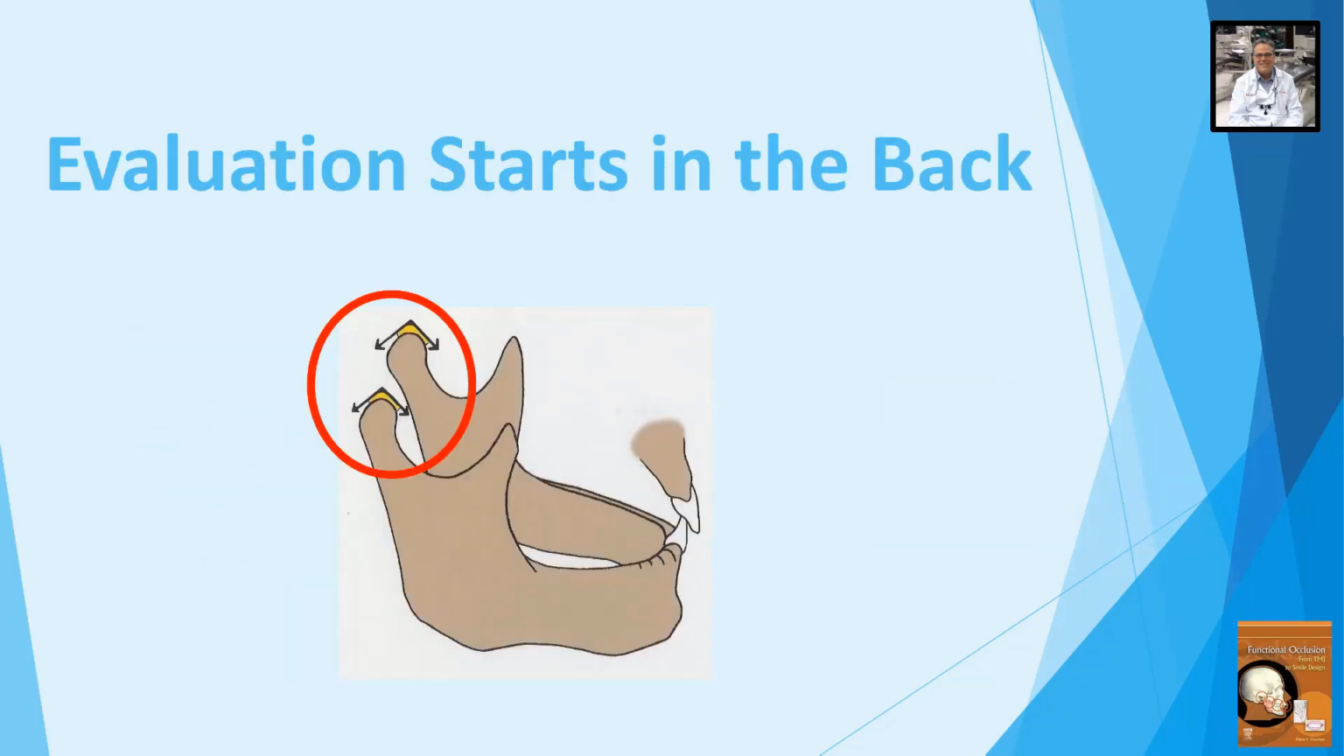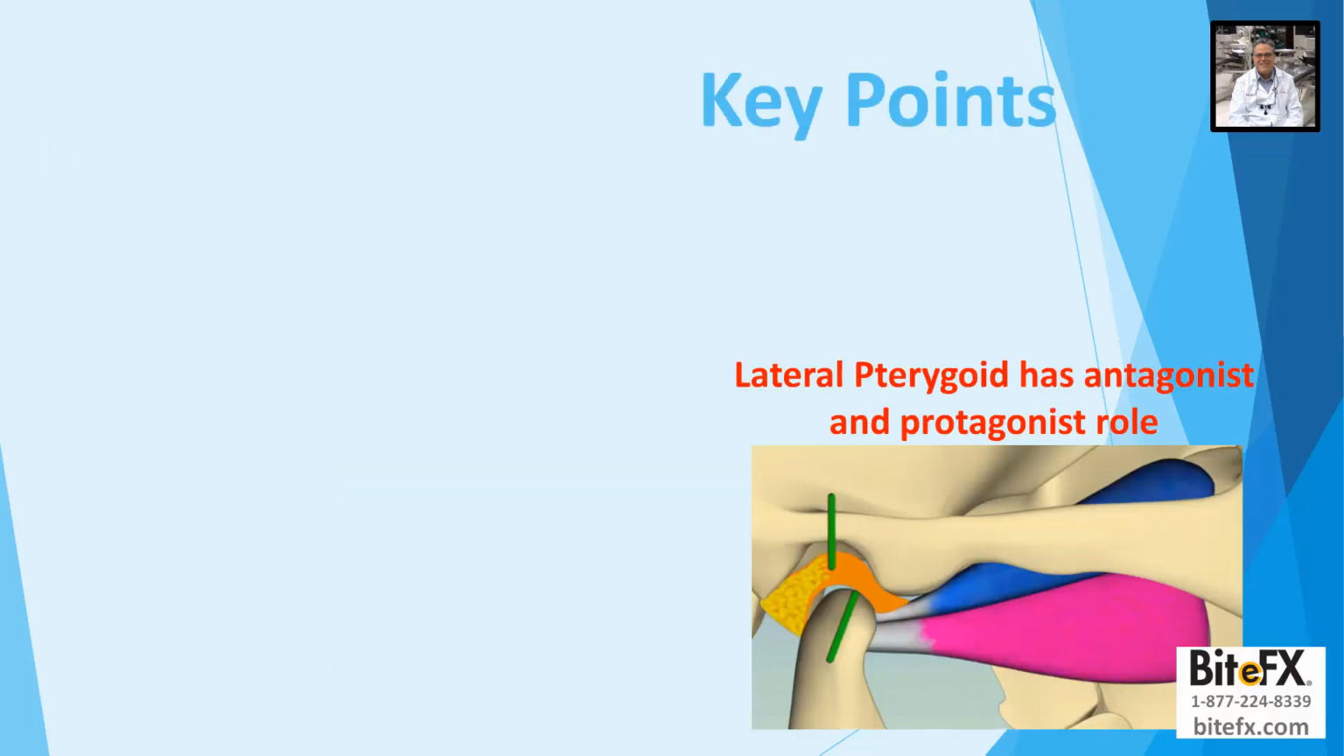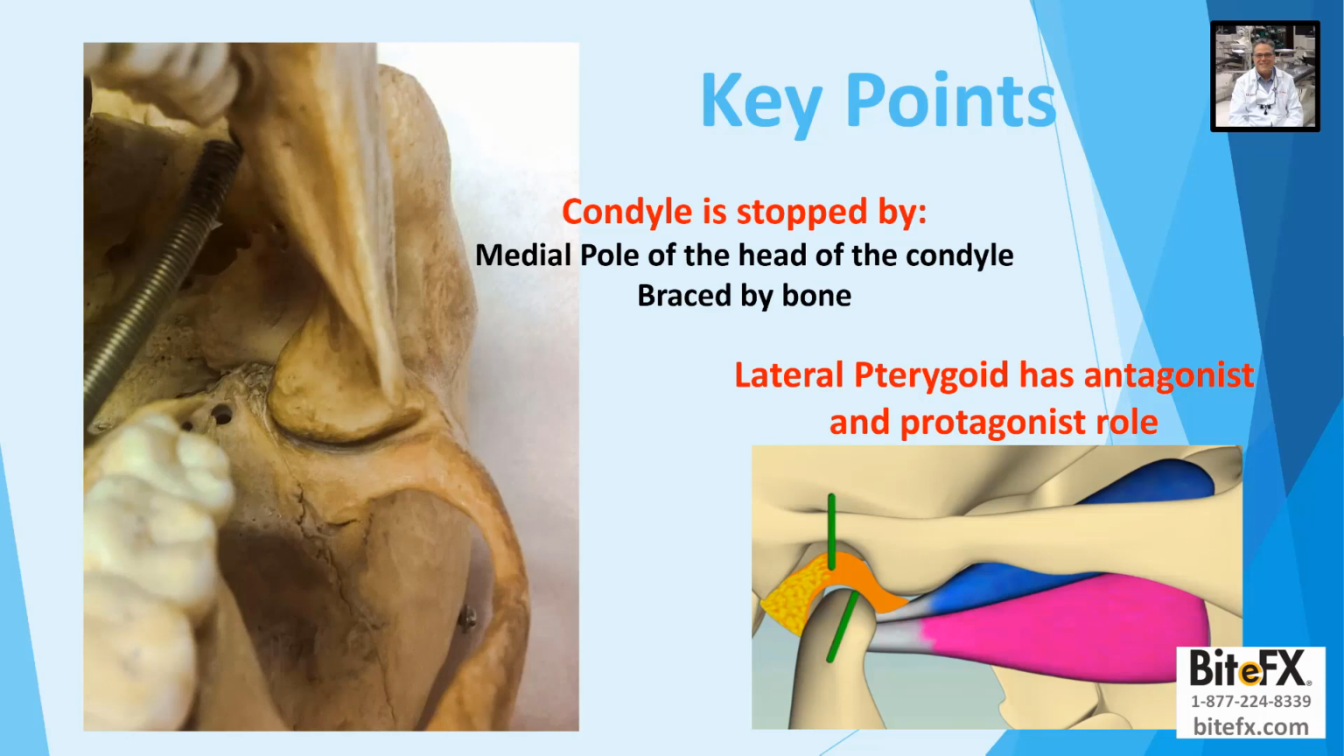We started initially by talking about the back, and the key point in that lecture was that the lateral pterygoid has an antagonistic and a protagonistic role. That's important because this is what normal, healthy, functional lateral pterygoid looks like, and we're going to be comparing that next lecture specifically to dysfunction. We also said that the condyle has a positive stop. It's a bony stop. Of course, there's a disc there. It would be the medial pole of the head of the condyle against the medial wall of the articular eminence. It's a positive stop, cannot go higher. Think of it as an apex.